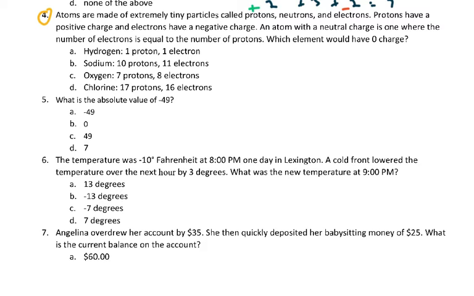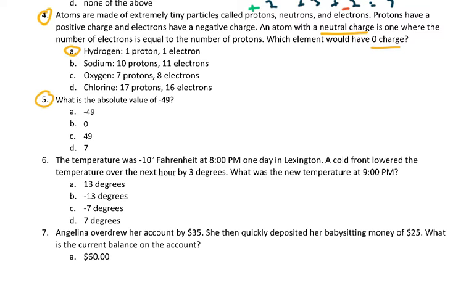It says an atom with a neutral charge, neutral just means 0 charge, is one where the number of electrons is equal to the number of protons. So you're looking for 0 pairs. So the only element here that has a 0 pair is hydrogen. 1 proton, 1 electron. That would end up canceling each other out to make 0.